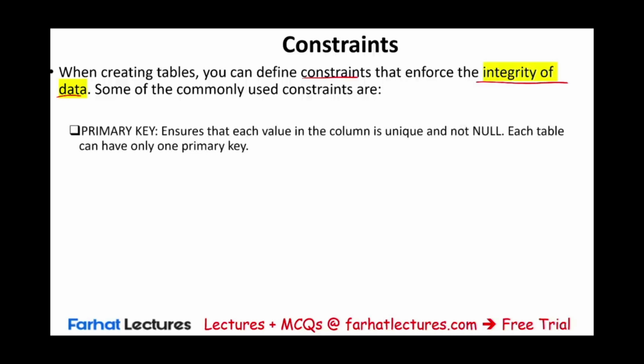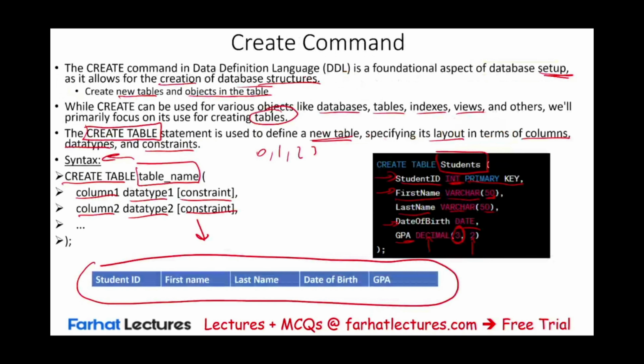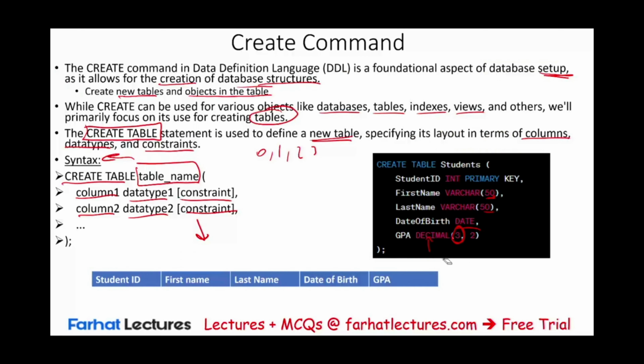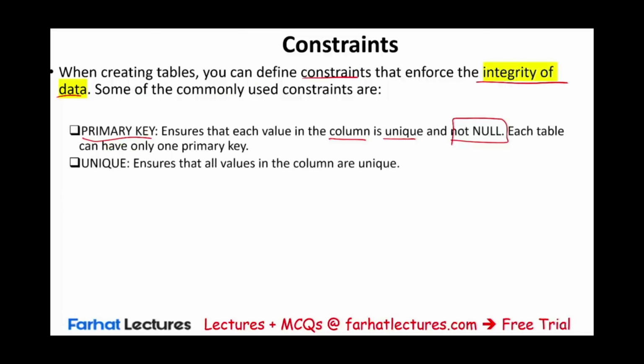Some of the commonly used constraints are the primary key. What's the primary key? The primary key ensures that each value in the column is unique and not null. Not null means we have to have something. And each table will have one primary key that identifies that table uniquely. For example, in this example here, our primary key was the student ID. And I hope you know the difference between primary and foreign key.